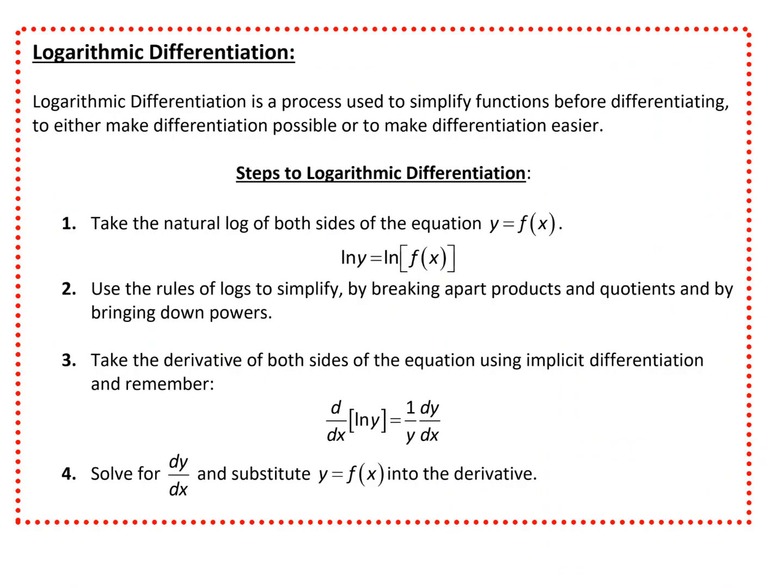So here are the steps for logarithmic differentiation typed up. The idea again is to take the logarithm, natural log, of both sides of the equation. You could actually, I guess, use a log of any base, but natural log works out the nicest because of the derivative being just 1 over x without that constant. So take the natural log of both sides of the equation.